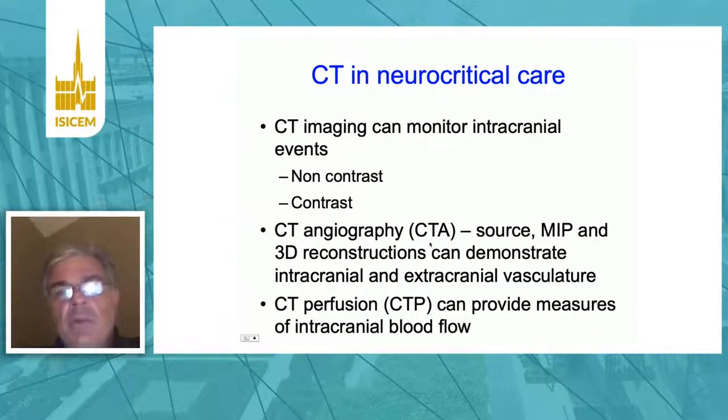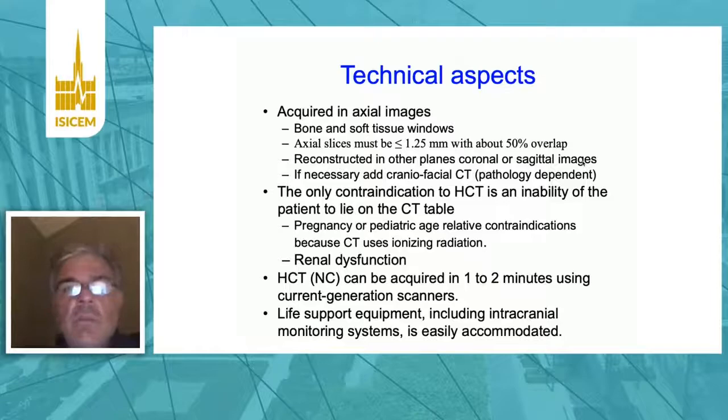In the critical care unit, the CT scan can be used to monitor intracranial events, either with non-contrast or contrast scanning. CT angiography can look at the vasculature, and CT perfusion at flow. It's important to recognize that these are point-in-time measurements, and they give us really anatomic structure, particularly with CT, rather than physiologic data. Most studies are acquired in axial images, and you get bone and soft tissue windows, and then they can be reconstructed in coronal or sagittal planes.